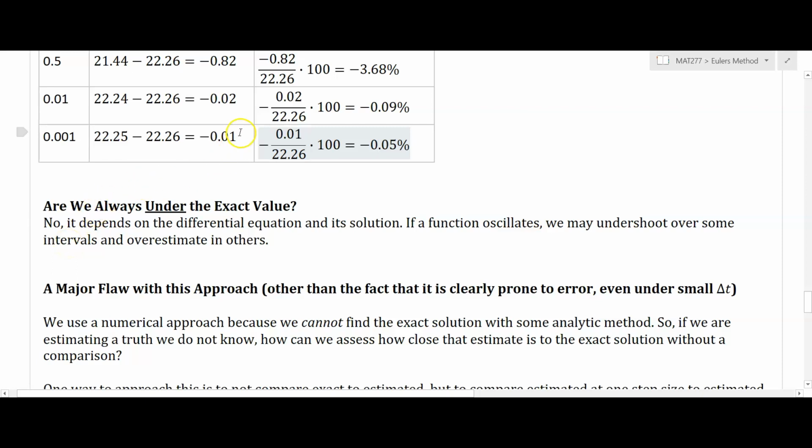Okay, well, you notice that we were under with our errors here. It's not always the case that you're going to be under. It really just depends on the differential equation solution. Our solution was an increasing exponential function, so we were constantly underestimating because we were using slopes as being constant, but the slopes continue to get bigger. If a function even oscillates, we may undershoot over some intervals and overestimate in others.